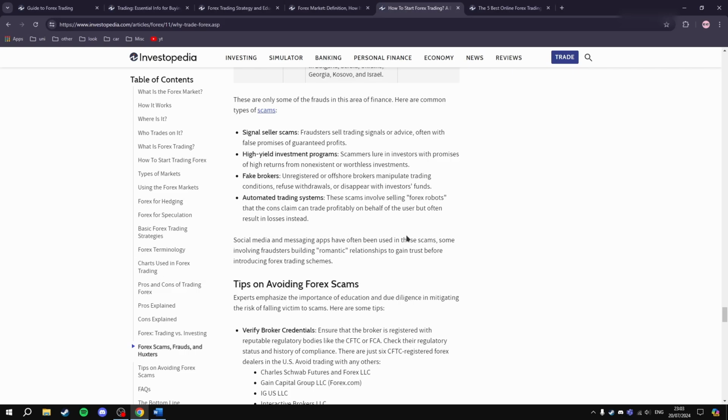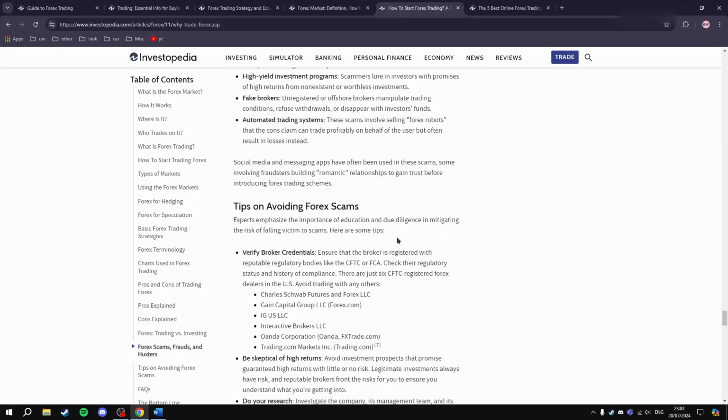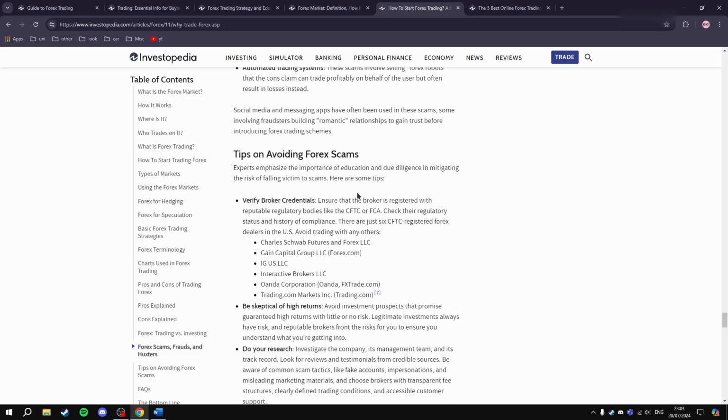Automated trading systems. These scams involve selling Forex robots that the cons claim can trade profitably on behalf of the user, but often result in losses instead. Social media and messaging apps have been used in these scams. Some involve fraudsters building romantic relationships to gain trust before introducing Forex trading schemes. Interesting.